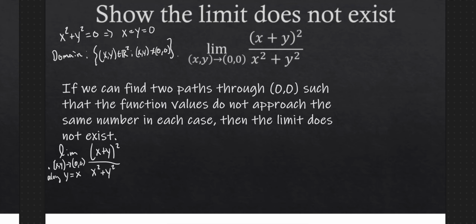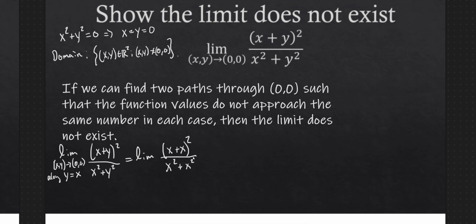So the idea is, along this curve, if I replace all of my y's with x's, because we're along the curve y equals x, any point on that curve has y equal to x. It means I can replace all my y's with x's in this function and reevaluate. I'll just have a function of a single variable, and then I can do a regular old single variable limit. So this is the limit of, here I'm going to replace y with x, so (x plus x) squared over x squared plus x squared.